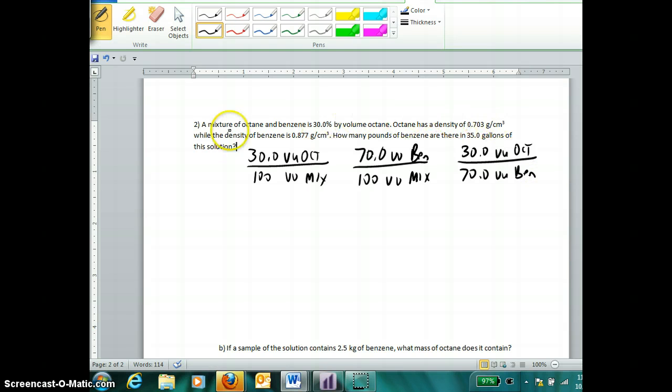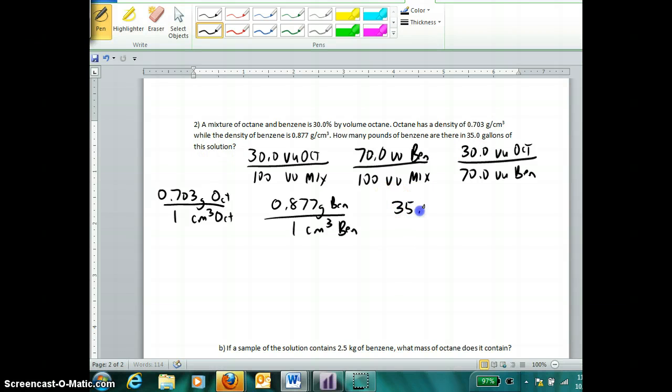I then go on to read that I've been given two densities, one for octane and one for benzene. So I write them as ratios. 0.730 grams of octane per 1 cubic centimeter of octane, and 0.877 grams of benzene per 1 cubic centimeter of benzene. And then I'm given one last piece of data, namely that I have 3.5 gallons of this mixture, or solution as it's called.